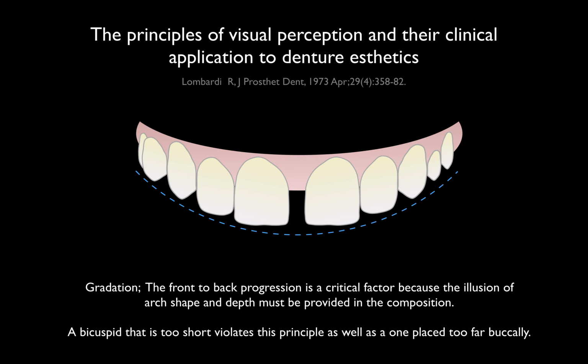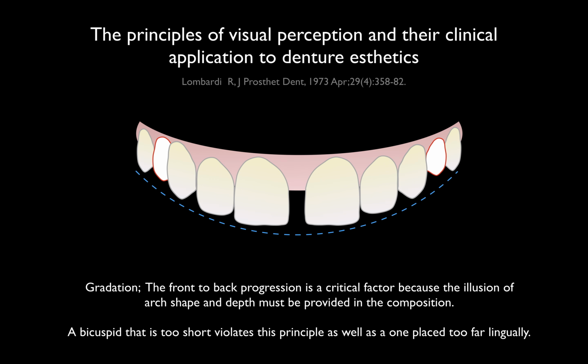So when you have, say, a bicuspid that is too short, or one that's placed too far buccally, this violates this gradation principle. So if we highlight it, make these teeth whiter and outline them in red, you can see how it doesn't look quite right. And conversely, you can have a bicuspid that is also too short, or one that is placed too far lingually. And this violates this principle of gradation and balance.